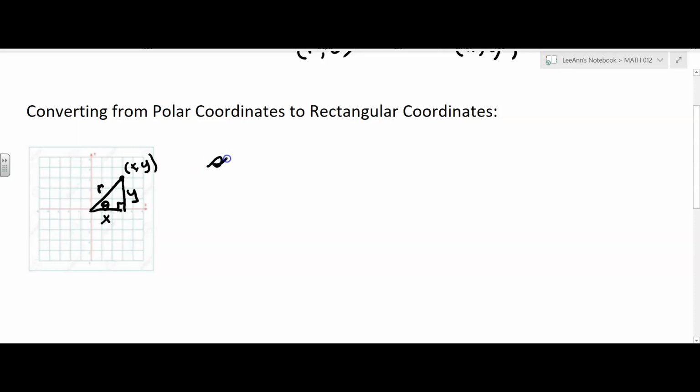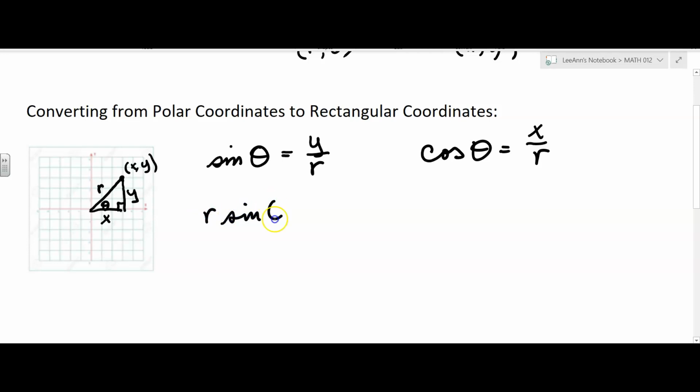So we would say the sine of theta is equal to y over r, opposite over hypotenuse, and the cosine of theta would be equal to x over r. Well, we want to have this strictly in terms of y equals something, x equals something. So we're going to multiply both sides by r, and we're going to have r sine theta equals y. Usually we're going to write y equals r sine theta.